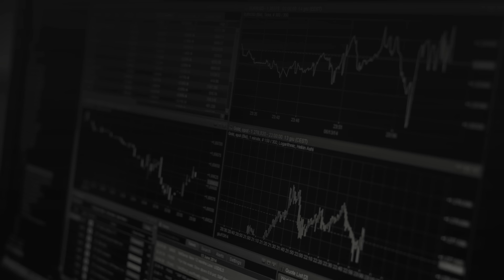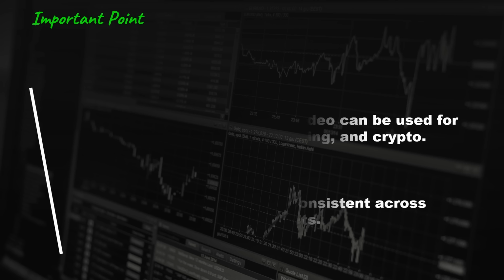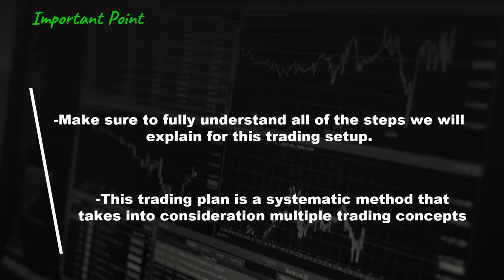Before we start, here are two important points about this trading setup. Everything we discuss in this video can be used for currency trading, stock trading, and crypto, because price action remains fairly consistent across different markets. Second, make sure to fully understand all of the steps we will explain for this trading setup before starting to backtest or trade it on the chart. Because this trading plan is a systematic method that takes into consideration multiple trading concepts for achieving the highest accuracy.